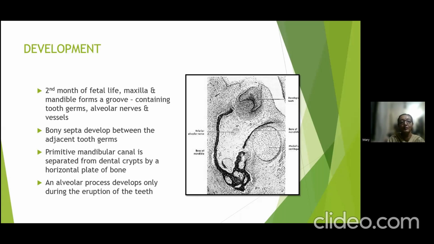As the alveolar process develops, its completion occurs only after the eruption of the tooth, that is after the birth of the individual. The initial development of primary teeth usually starts from 6 months. So the completion of the alveolar process development occurs only after the eruption of teeth.